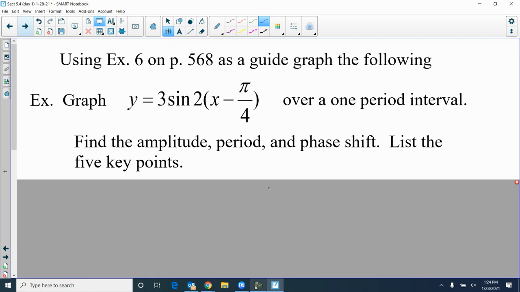Now this, like I said, walks you through it. We're going to do the exact same example. On the left-hand side, it basically gives you the general instructions, and then on the right-hand side, it gives you the actual work for this problem.